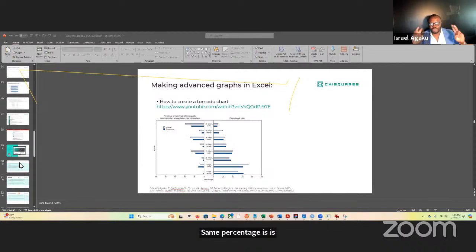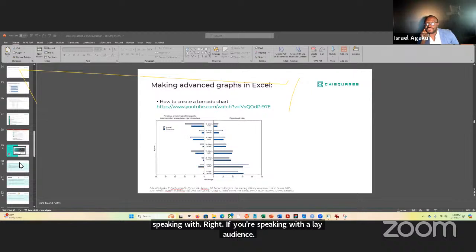If you want to speak in pure scientific language and you want to be very, very specific, you should opt for prevalence rather than percentages, because the percentage could be anything, right? It could be incidence, it could be prevalence. So again, it depends on who you're speaking with. If you're speaking with a lay audience, I would say go with percentage. So I would say the percentage of adults who smoked was 50%.